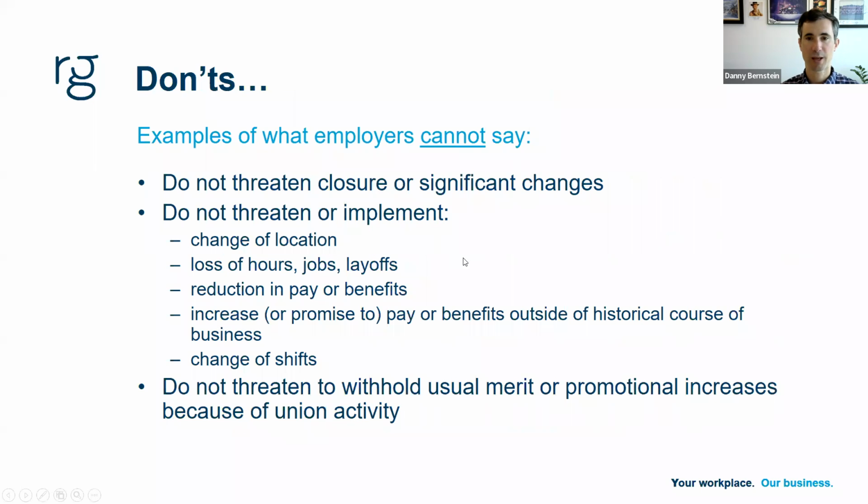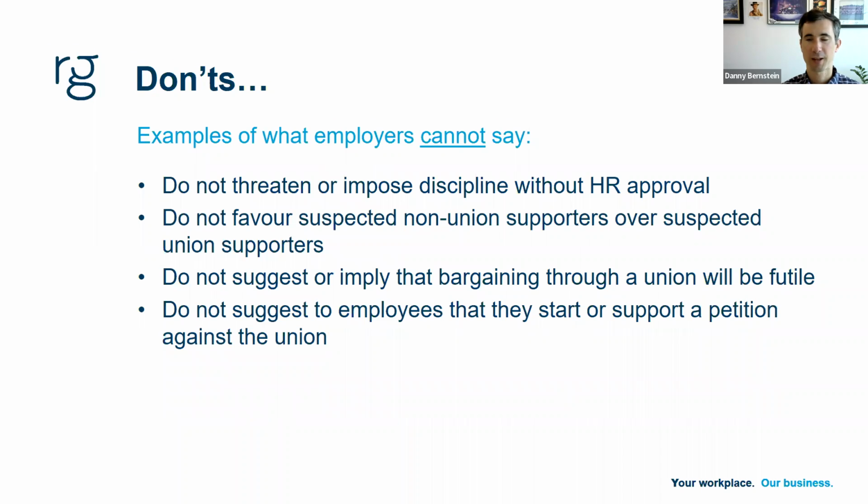Some examples of what you cannot say, and then we've covered this quite a bit. Don't threaten closure, don't threaten changes, location, hours of work, etc. Basically, don't make threats. That's a pretty good blanket rule. Don't favor some ahead of others. Don't knowingly discipline union activists or union supporters. The last point there, don't suggest they start a petition. We put it there because it happened. So it may seem silly, but we've seen it all.